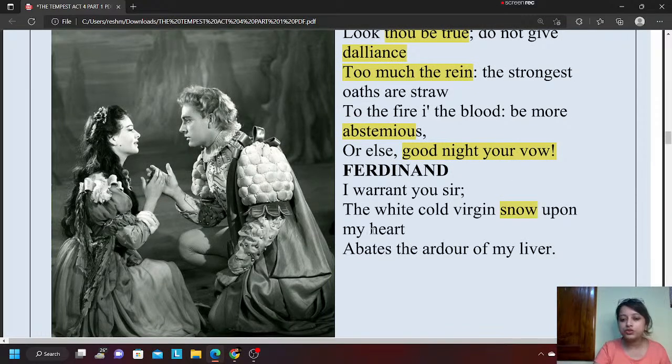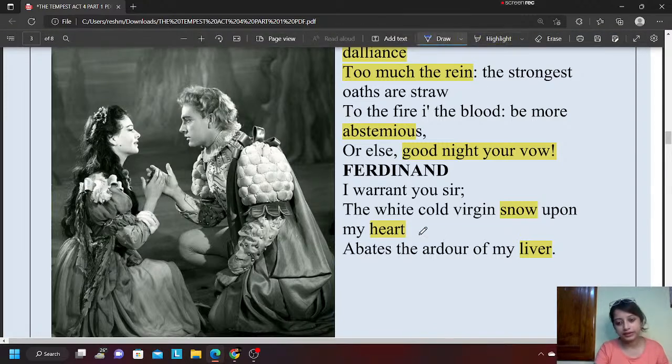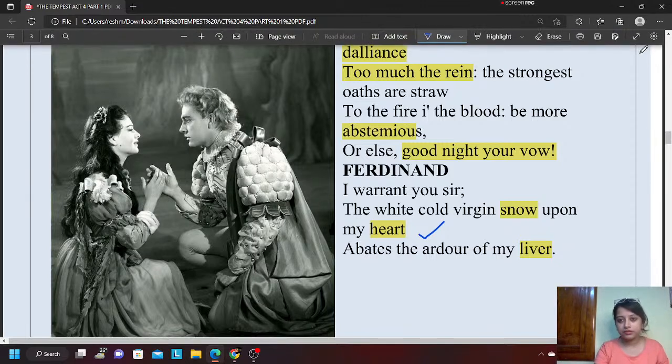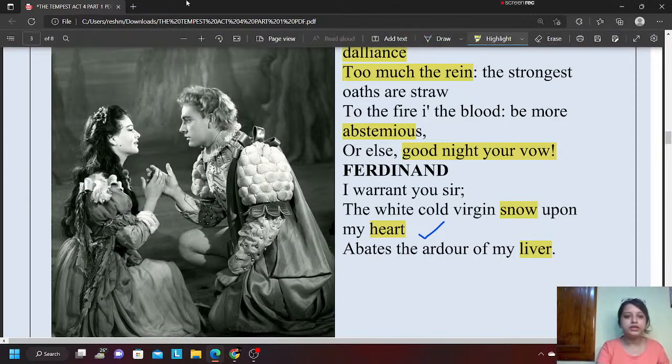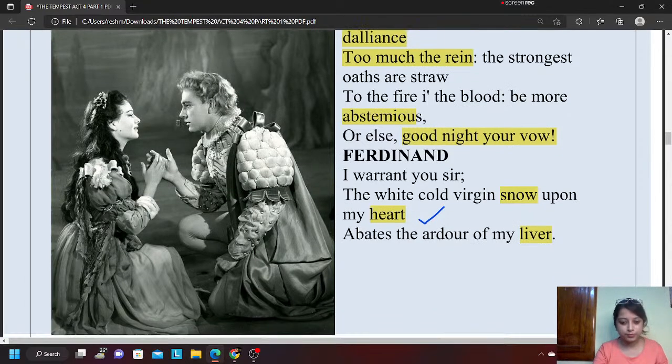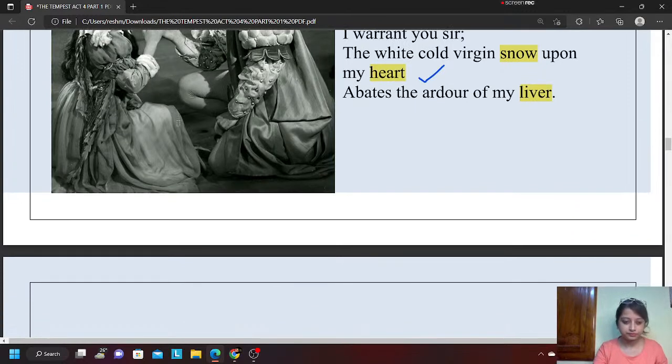I would give importance to my heart and not my liver. So my love for Miranda is true. So I would give importance to her rather than her body. I would not give importance to my liver and the interests of the liver. What is it? Of course, lust, not love. So I'd give importance to my heart, which is true love for Miranda, and not my lust. Okay, I believe that's done. So here we see Ferdinand and Miranda sitting together. Now we will move to the next portion, next page.